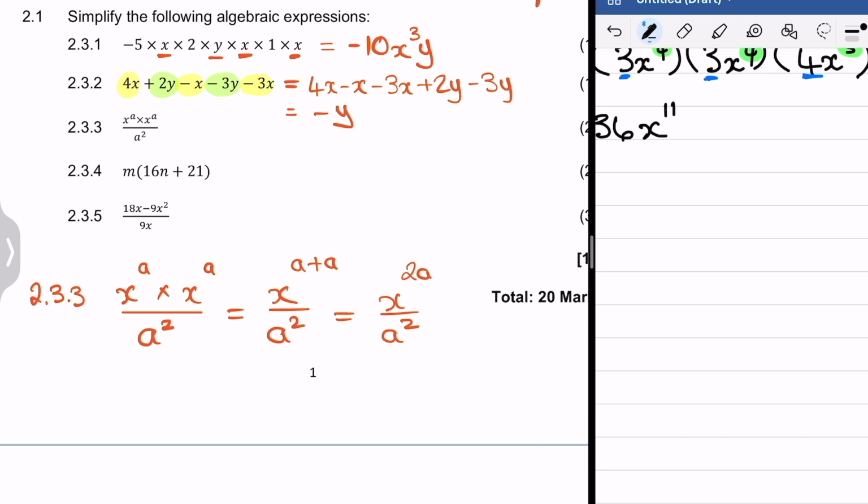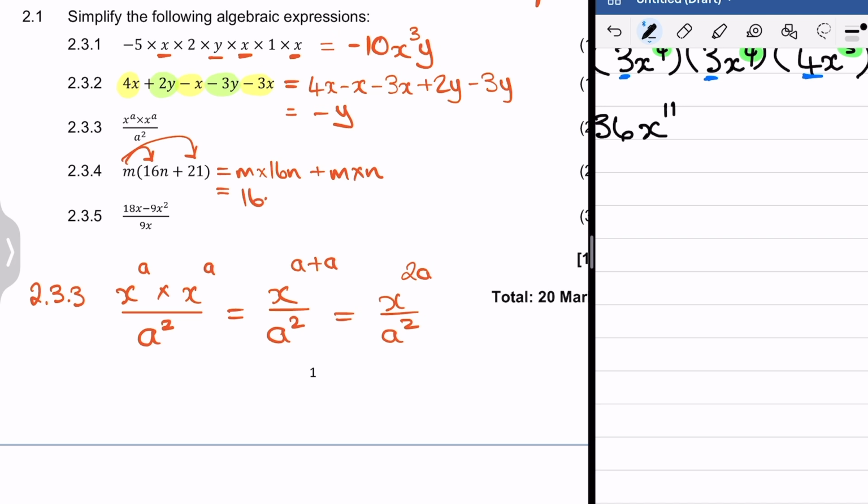2.3.4, m outside the bracket multiplied by 16n plus 21. In our previous test we had something similar, so we know we need to apply the distributive law or property, which multiplies the number outside into the bracket, and that will look as follows. We've got m multiplied by 16n, and then again we've got m multiplied by 21.